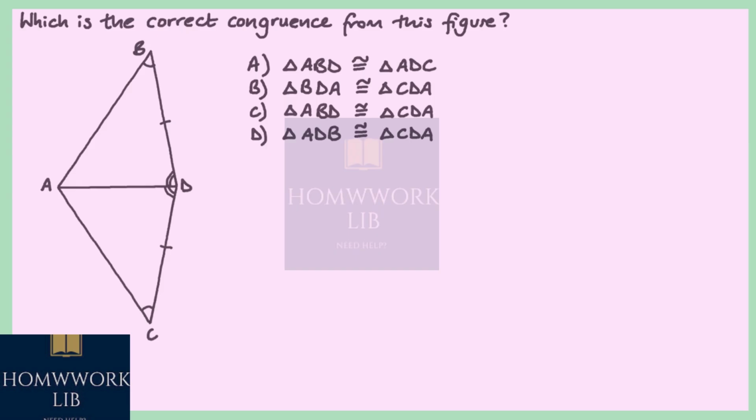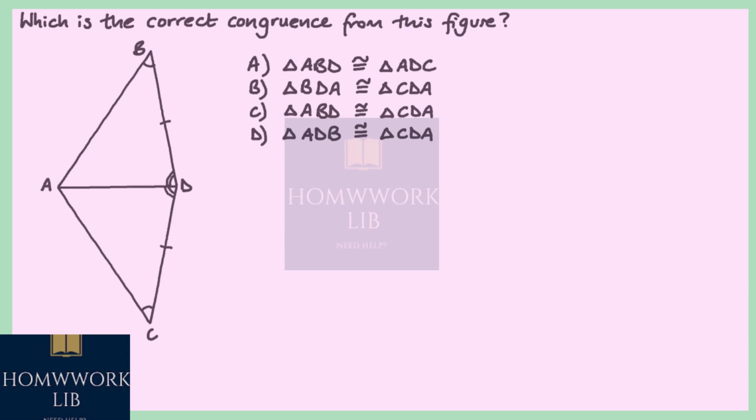Which is the correct congruence from this figure? Option A, triangle ABD is congruent to triangle ADC. Option B, triangle BDA is congruent to triangle CDA. Option C, triangle ABD is congruent to triangle CDA. Option D, triangle ADB is congruent to triangle CDA.